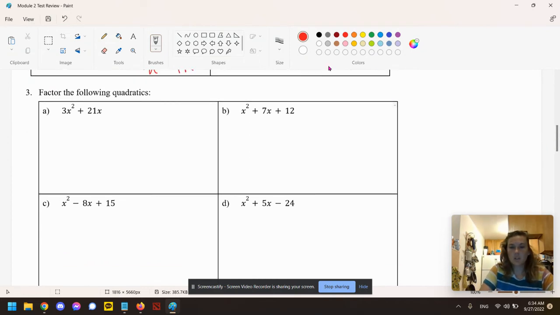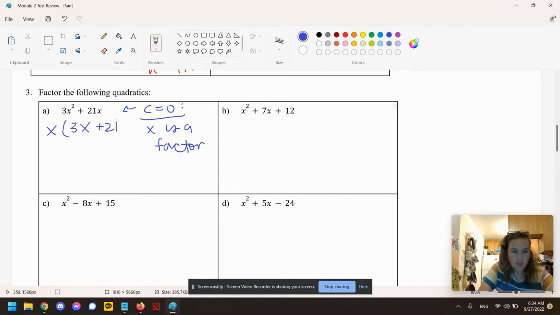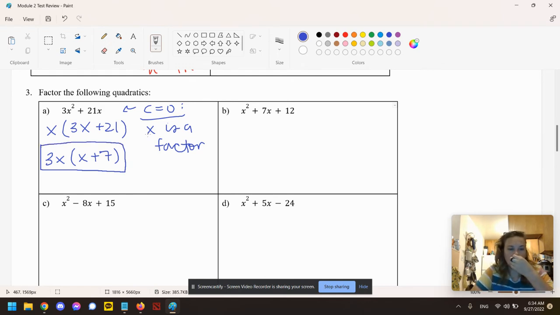Factor the following quadratics. All right, there's 2 special ones. I'm going to do them first, and then I'll do the rest. This one has no c term, right? C is equal to 0 here. And when c is equal to 0, the x is a factor, right? So I think we should have either this, or even better, this.